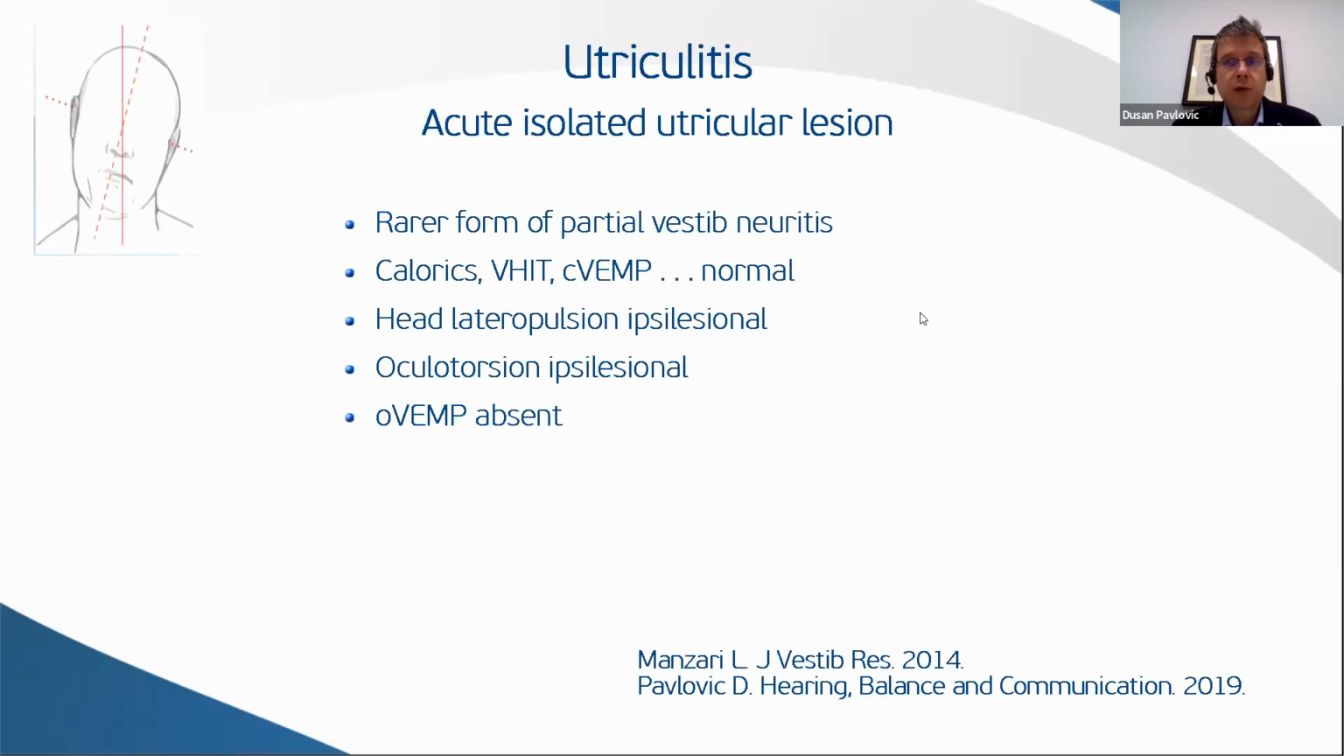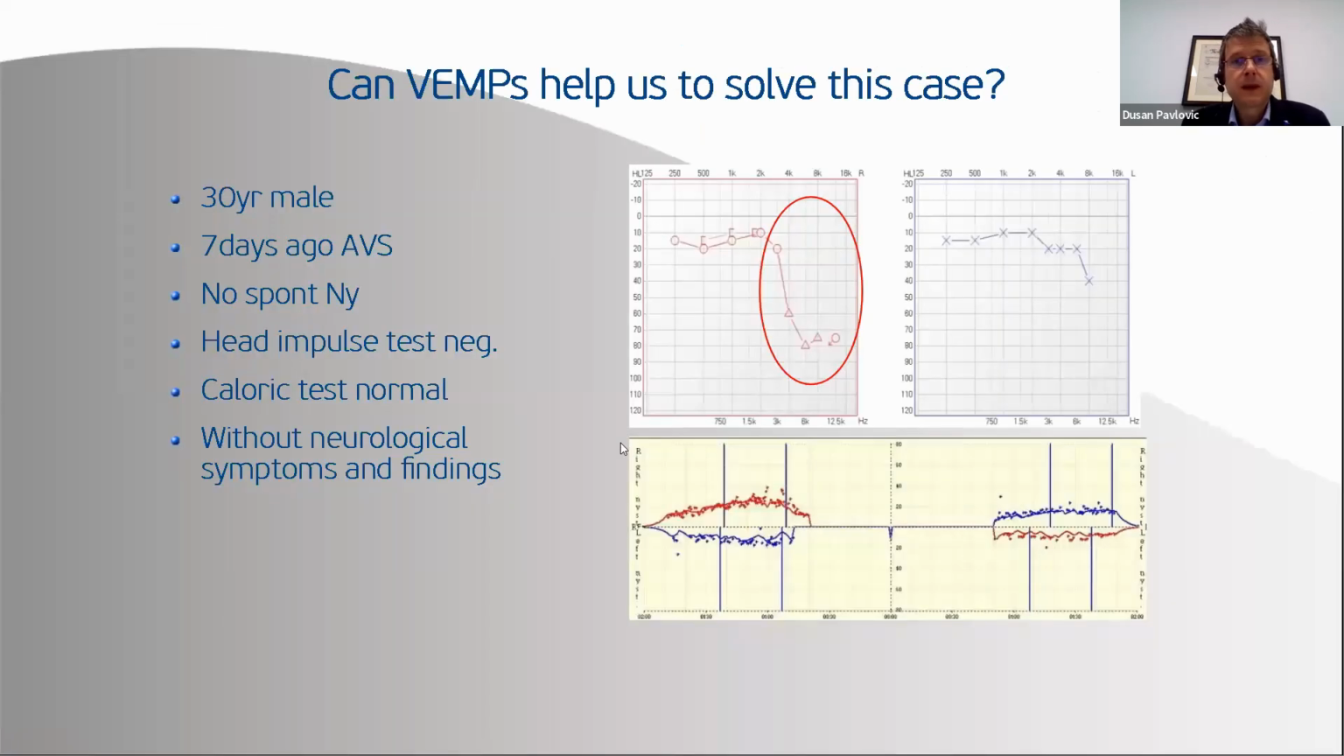Utriculitis, a form of partial vestibular neuritis, a little bit rarer form of vestibular neuritis, actually manifests with ocular torsion and head tilt, and we can document it by an absent OVEMP response. And as you saw, we can also do subjective visual vertical as a measure of ocular torsion, and also as a measure of utricular dysfunction.